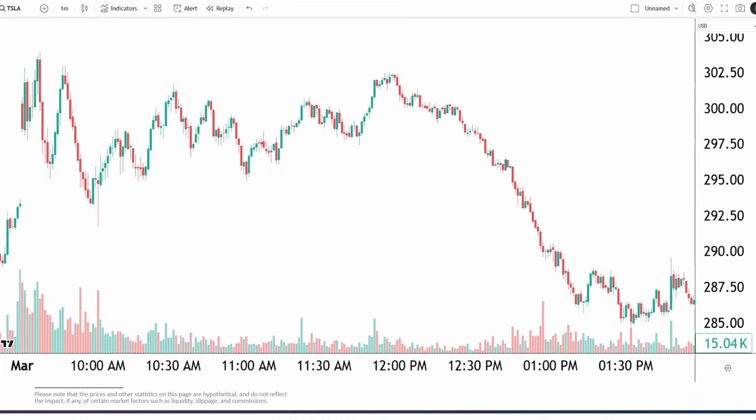Why it works so well is because in higher volatility environments, you see prices pushed in either direction very aggressively.